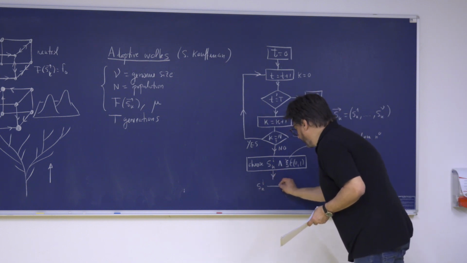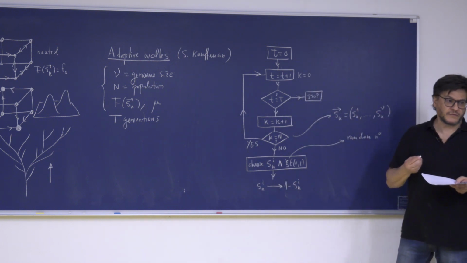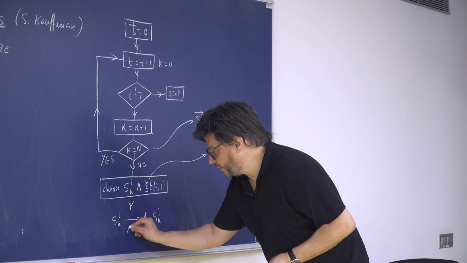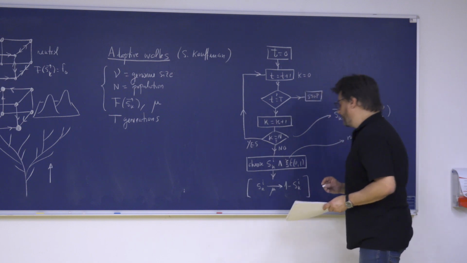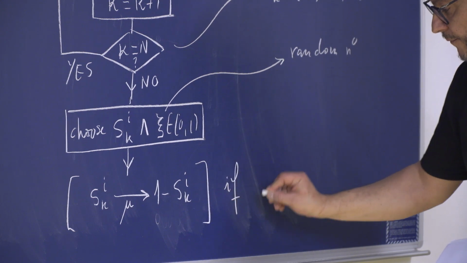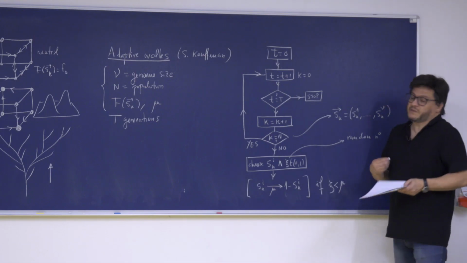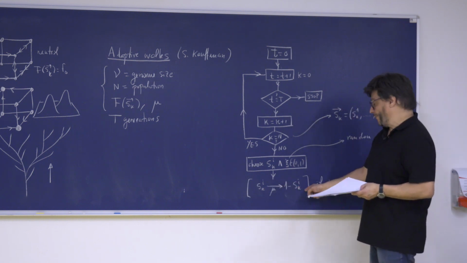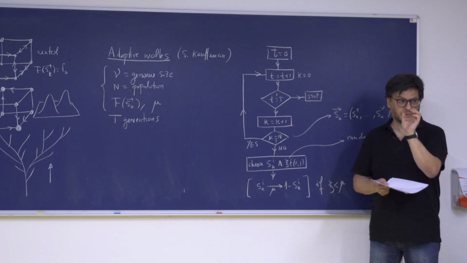S_K,i will go into 1 minus S_K,i, which is a sophisticated way of saying 0 goes to 1 or 1 goes to 0, with probability mu. How can I do that? Sorry, it's a bit non-standard. This is going to happen if the random number I generated is less than mu, which is one way to say that with probability mu I perform this change. Now I have my string. I have made one mutation.